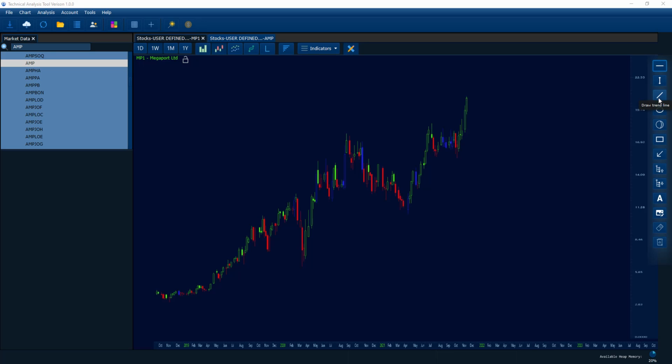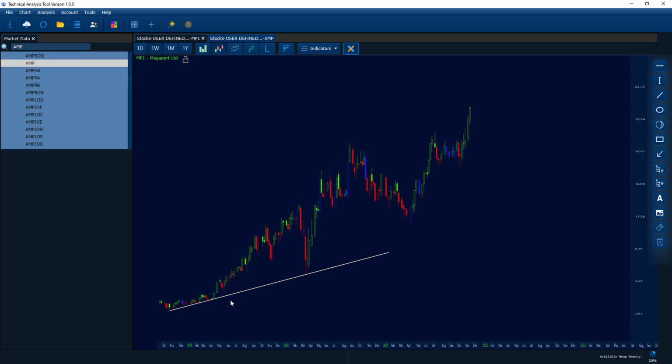So what is a trend line? The trend line is a drawing tool connecting those troughs in the uptrend, like here. You're connecting all the troughs together to form a trend line. A trend line should have at least two troughs, right? Because you need two points to draw a line.